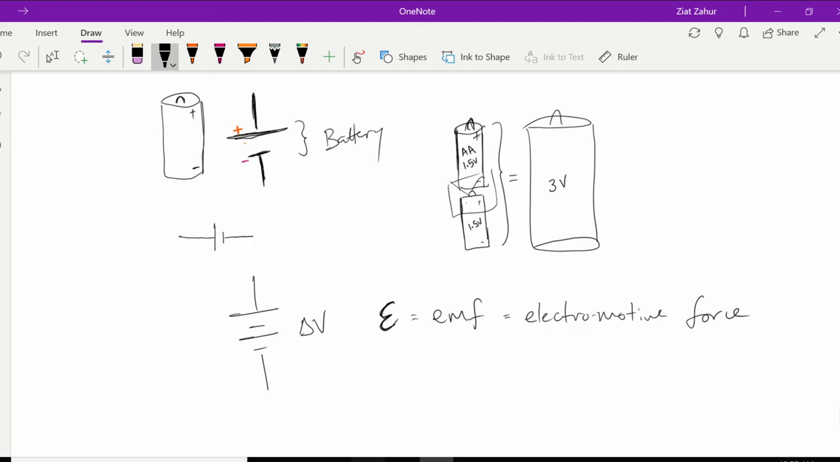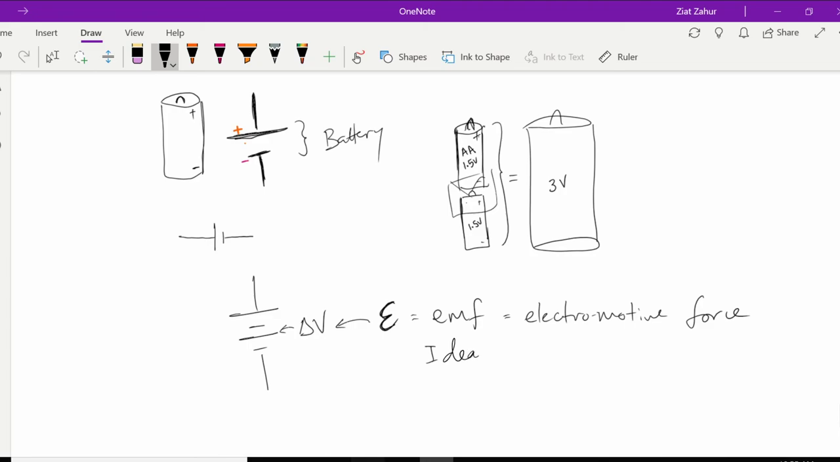Electromotive force. For us, we don't have to know all of this. If you see this symbol, just know that we're talking about voltage, and if you're talking about voltage, it's basically a battery.